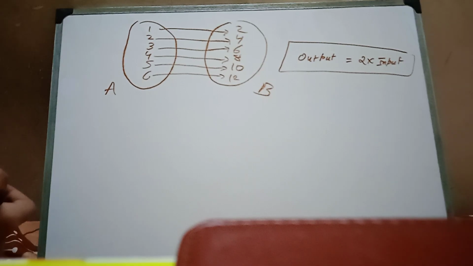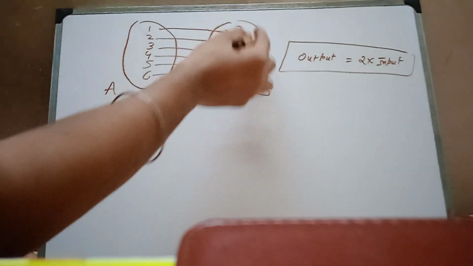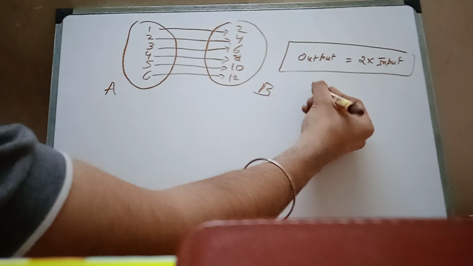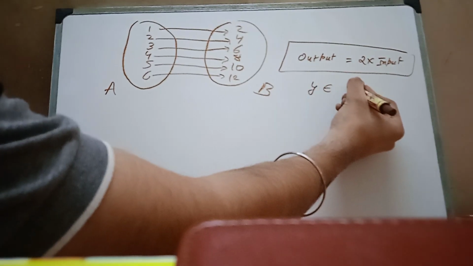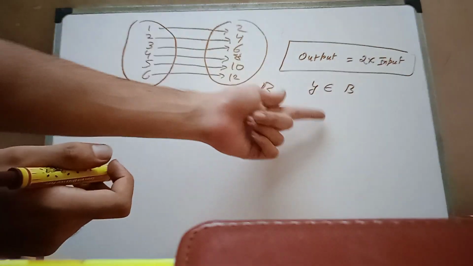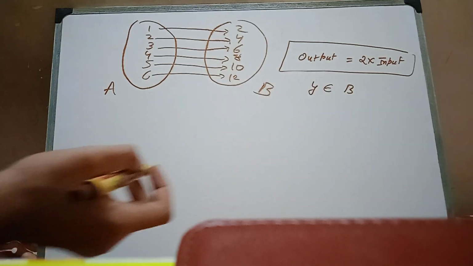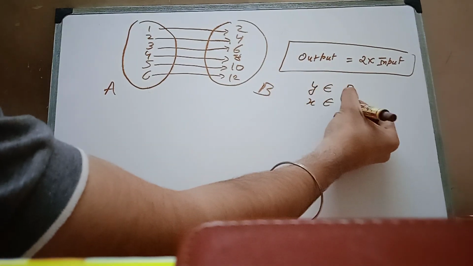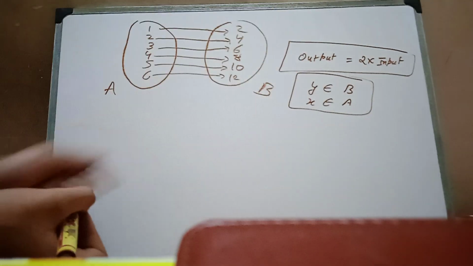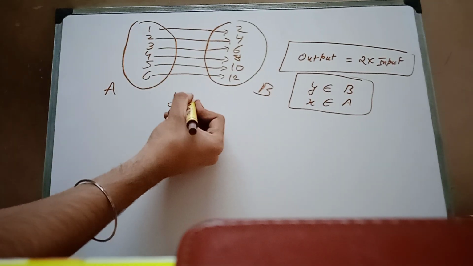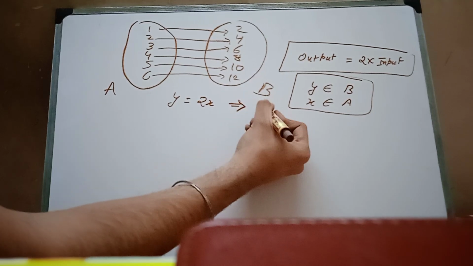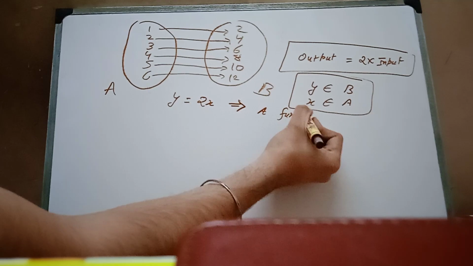So let's assume the elements of B as y. Yes, let me write here y belongs to B. Yes, y belongs to set B. All the elements of set B are now called y, and x belongs to set A. Let me write this. So when I write this, I will get y is equal to 2x, a function, and this is called a function.